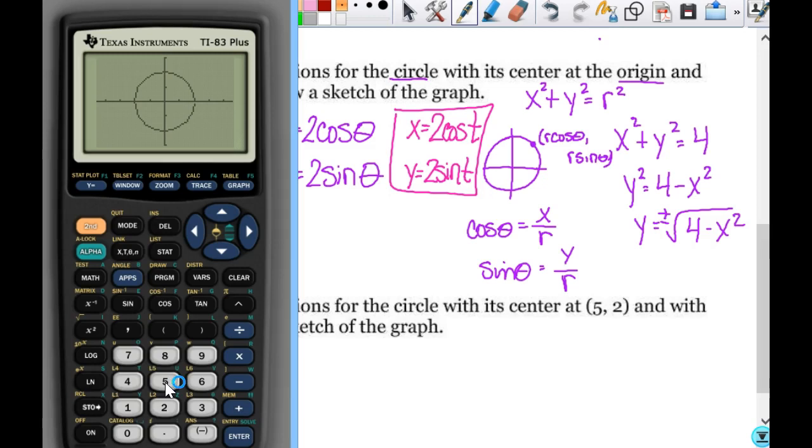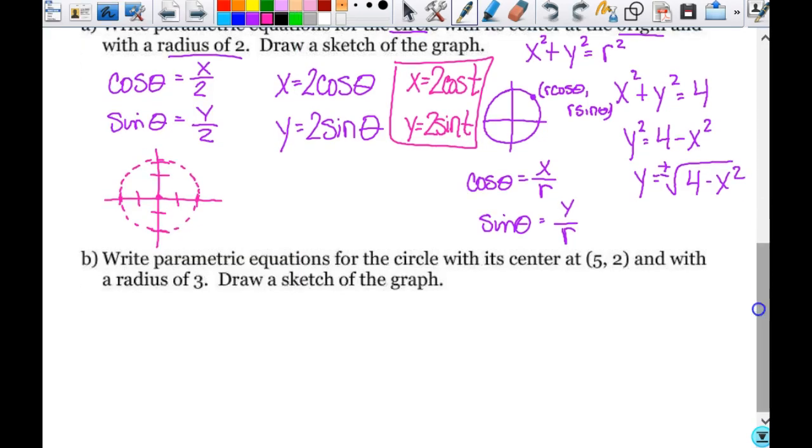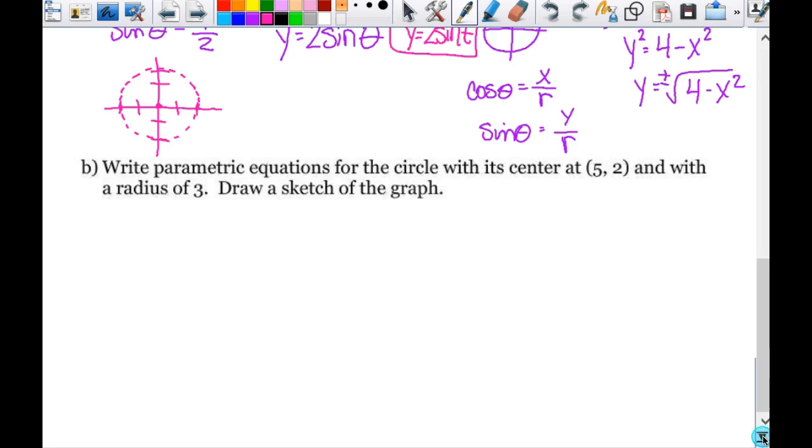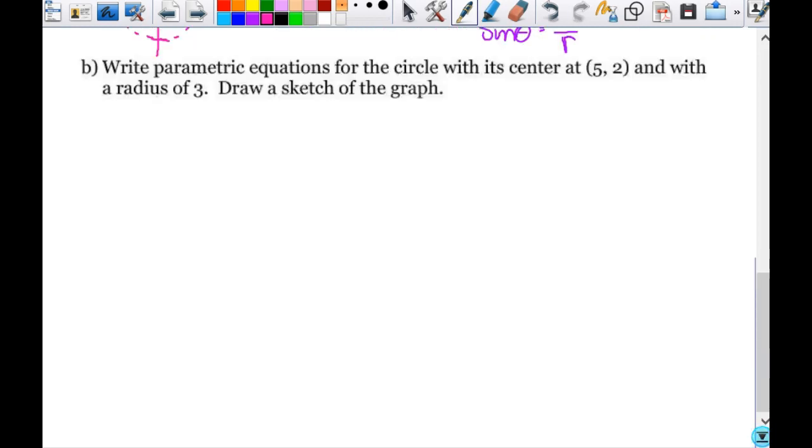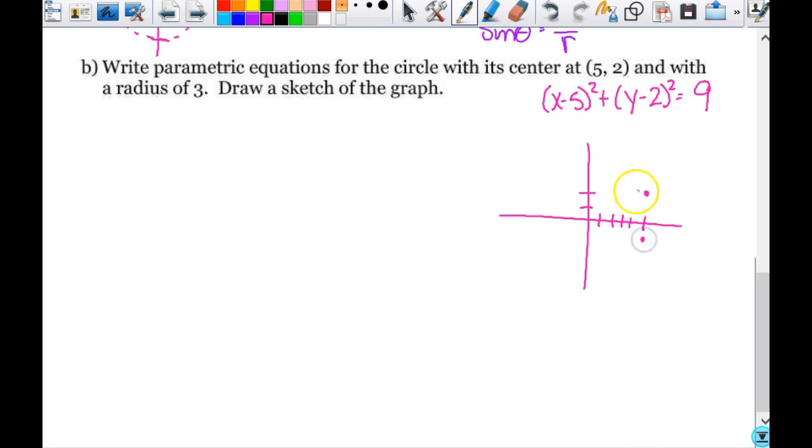All right, so let's look at the next one and see if we can figure out how to write this. Now let's think about it rectangularly first so you can wrap your mind around it. I know the center is at 5, 2, so that means I get x minus 5 squared plus y minus 2 squared equals 9, right? When we graph this, that means the center, which is at 5, 2, is right here. And then you got to go 3 this way, 3 this way, 3 this way, and you get something that looks sort of like that.